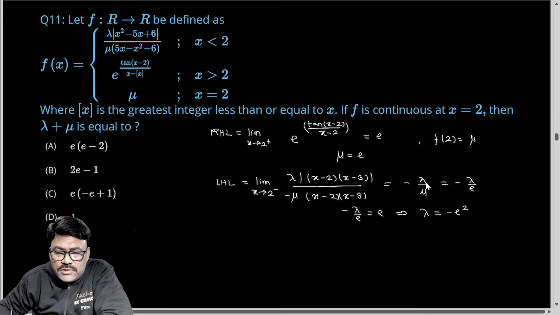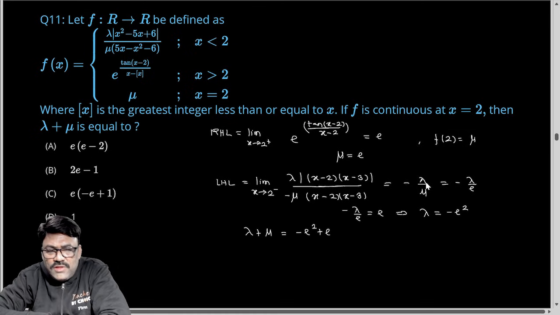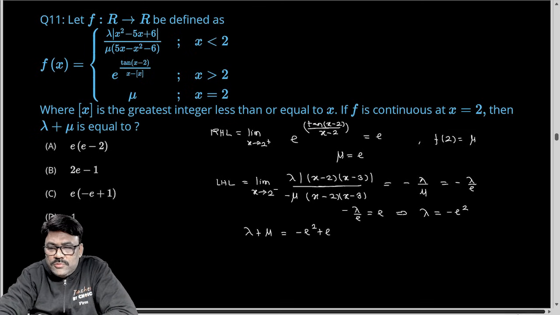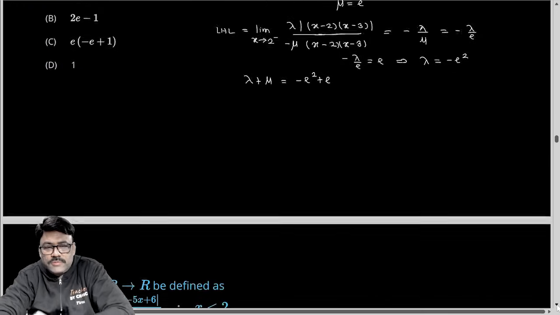Now they are asking what? They are asking lambda plus mu. So it is minus e square plus e. So minus e square plus e means C option should be the correct option here. Third option.